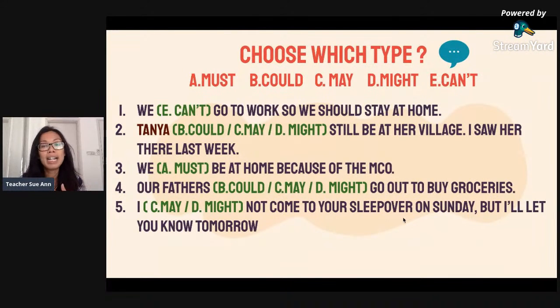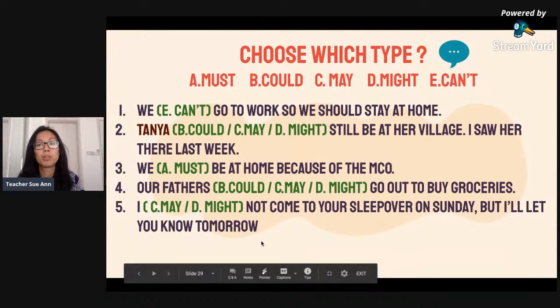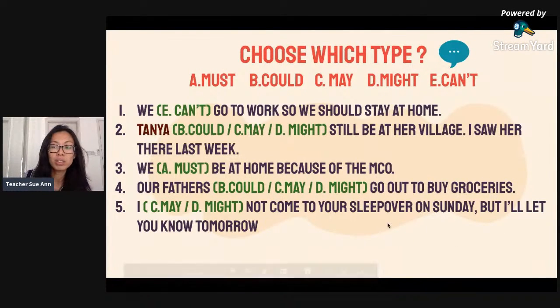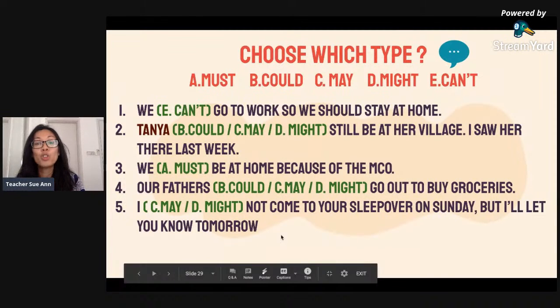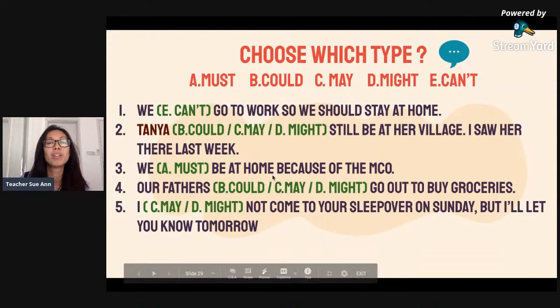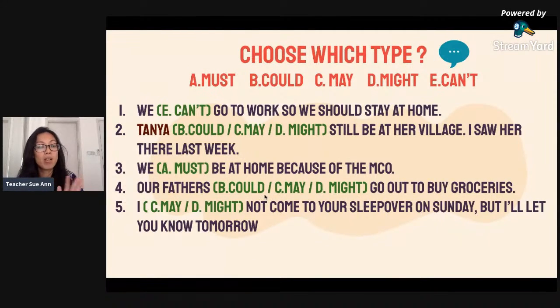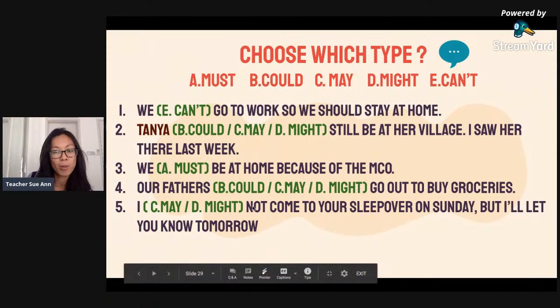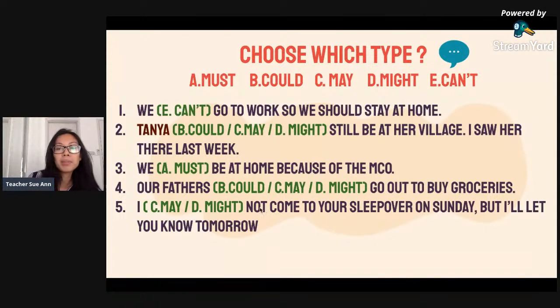Number 5, I may or might not come to your sleepover on Sunday, but I'll let you know tomorrow. So this one, why don't have could is because, but I'll let you know tomorrow. So means still deciding 50% might, but could is already 75, almost confirmed already, so cannot use I may or might not. Okay, it's like may or might not come. May not come, might not come, not sure. Okay, so if you can, then you continue. But if you cannot, you can rewatch the video again and try the exercise and see whether you can understand.